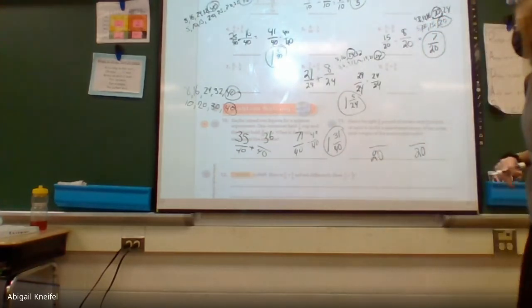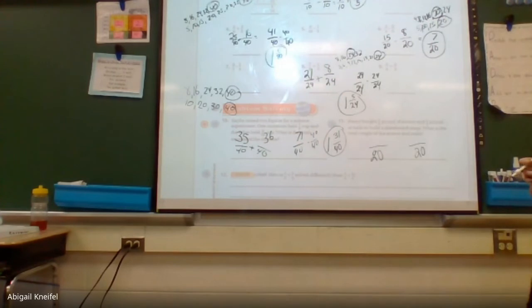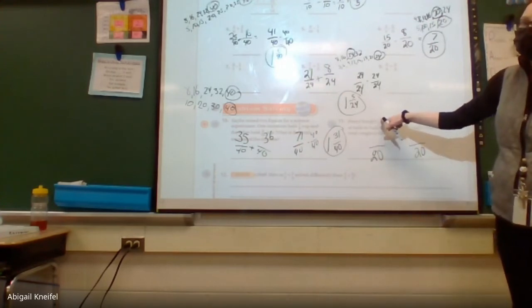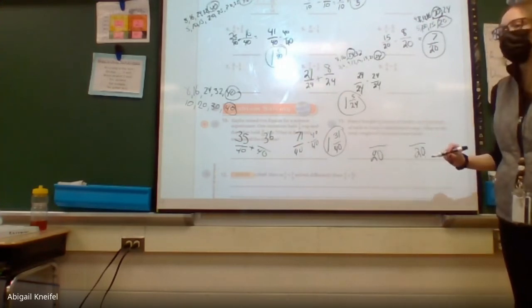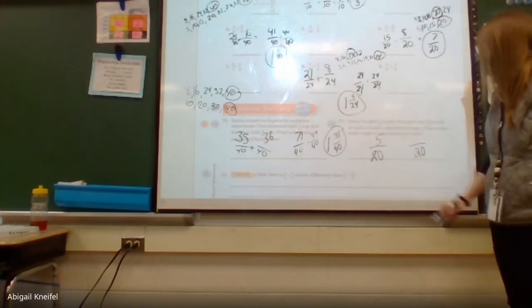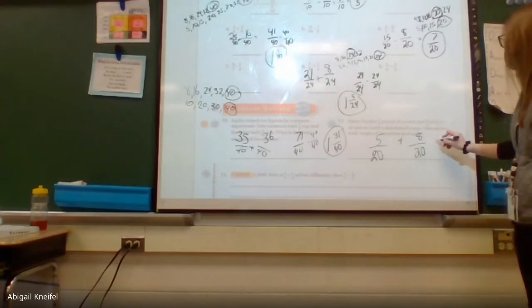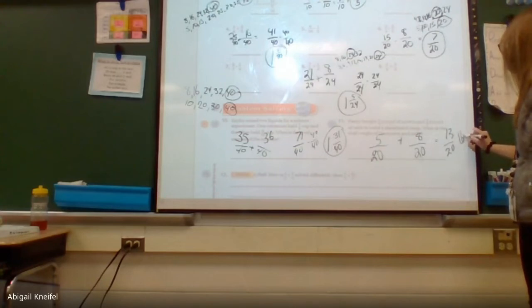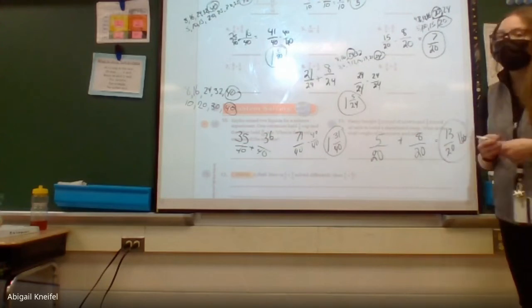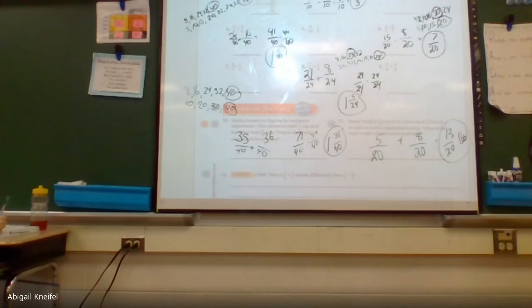How many times do we multiply 4 to get to 20? 5. Is this a 1 or a 3? I can't read it. 1. So what's 1 times 5? 5. Perfect. And then we have 2. How many times do we multiply 5 to get to 20? 4. So what is 2 times 4? 8. And now 5 plus 8 equals 13 over 20 pounds. 13 over 20 cannot be reduced.